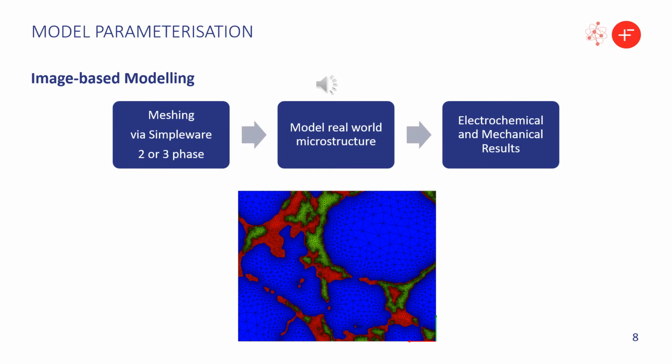More complex 3D models enable the modeling of the real-world microstructure. This is done by creating a mesh of the X-ray scan, usually done in Simpleware. This enables the model to be more accurate, as average values are not required. However, these models are much more computationally expensive and often are only run on small volumes.